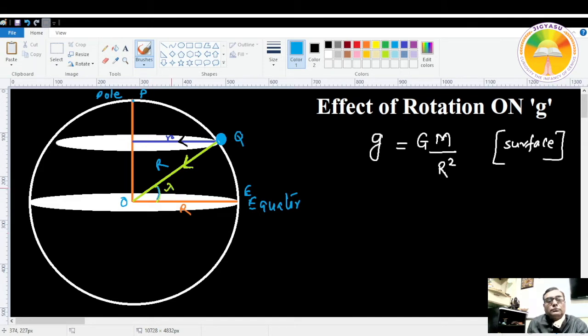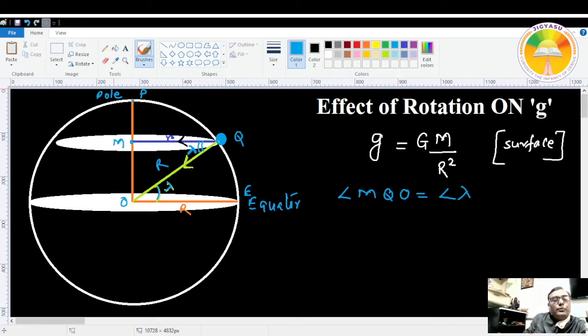Now, the point Q is at latitude lambda. This makes an angle lambda with the horizontal. Therefore, if we call this point M, then angle MQO should be lambda as well. So let me mark it lambda.